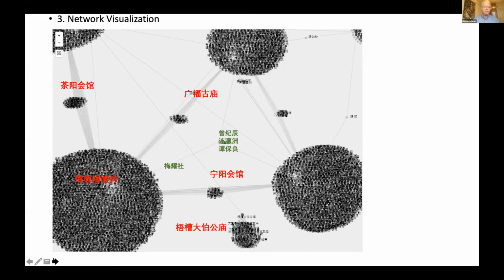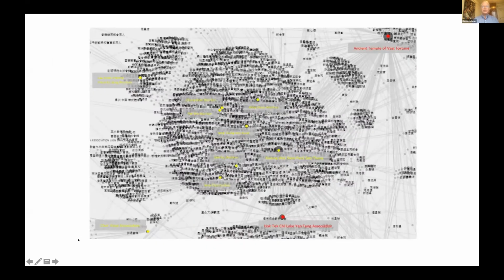This is another graphic representation, of the Chaozhou community around the Wakhei Qingbiao on Phillip Street. And you'll notice it's all clustered in the middle. That's because it's really a family business. It's all of Xie Qin and the Xie family interactivities.